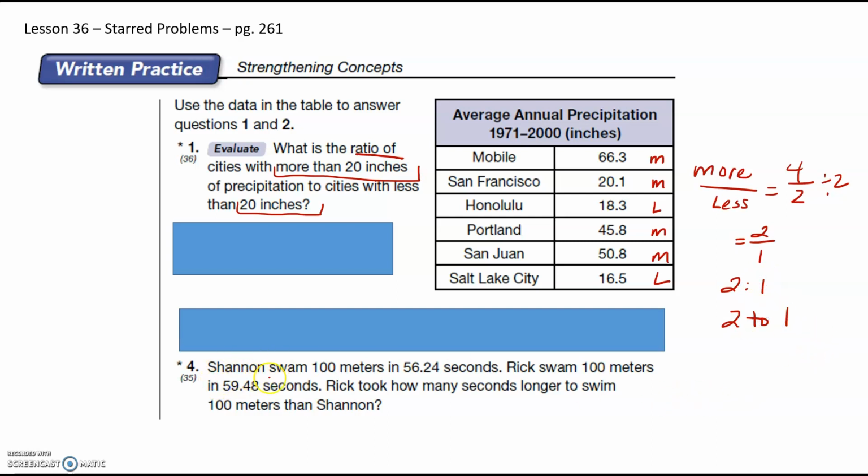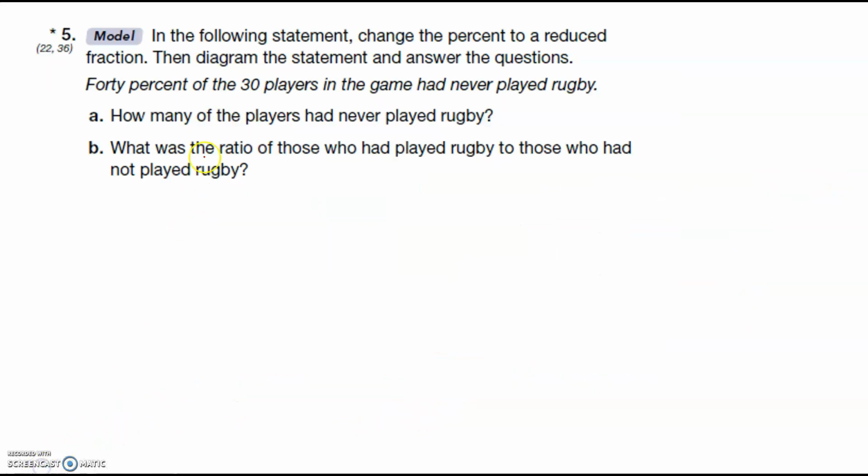Okay? Shannon swam 100 meters in 56.24 seconds. Rick swam 100 meters in 59.48 seconds. How many seconds longer did it take Shannon to swim? I think you guys can figure that out. If not, please let me know.